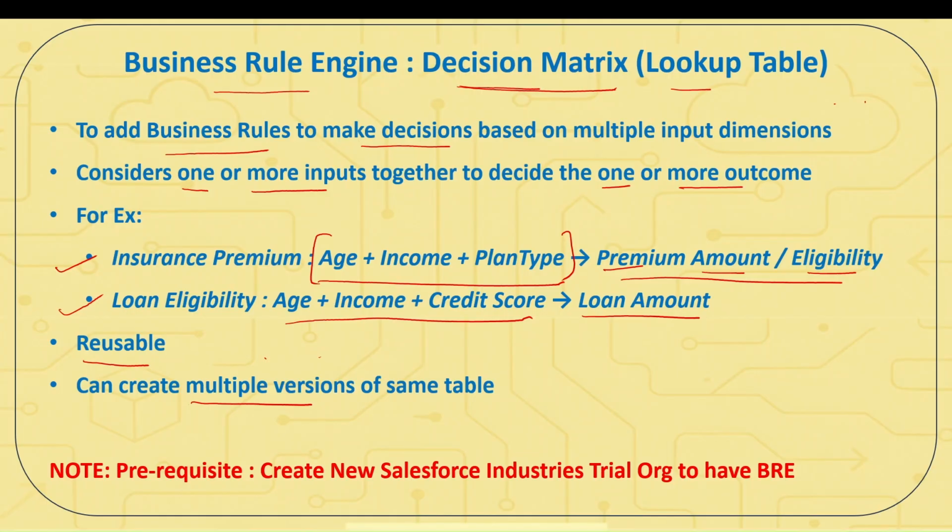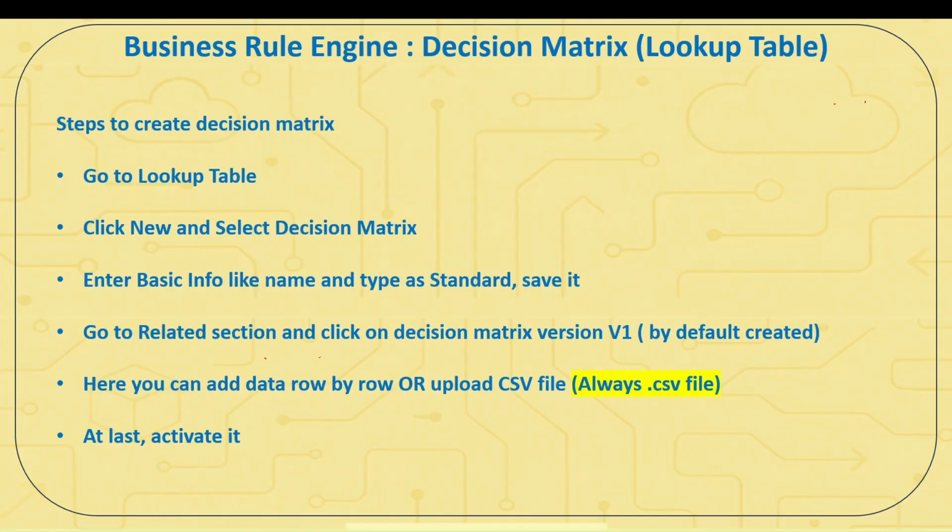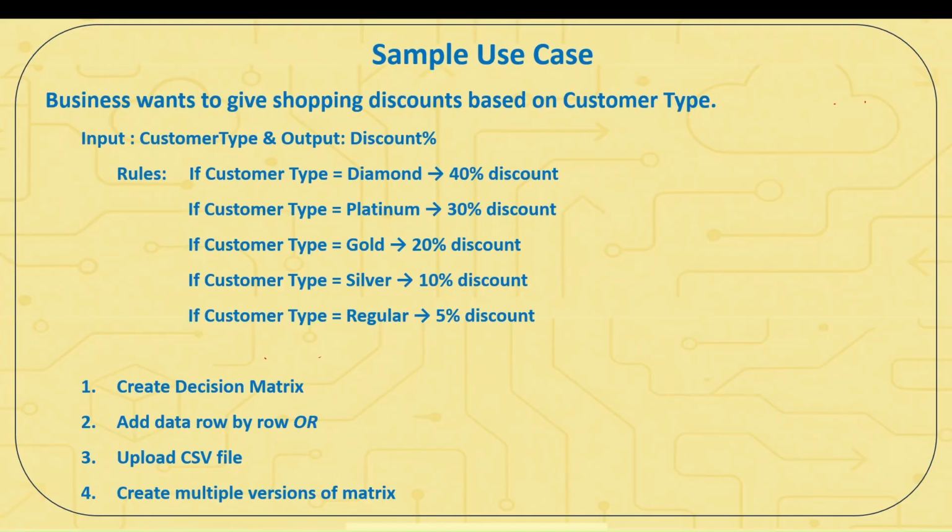Now let's see one use case and how we can create a decision matrix step by step. These are the steps for a beginner. If you follow these steps, you will be able to create a decision matrix. Let's take a sample use case. Here business wants to give shopping discount based on customer type. These are the rules. If customer type is diamond, then shopping discount will be 40%. If he is a platinum, then 30%. Accordingly, these rules are defined. Here input will be customer type and output of the decision matrix will be discount percentage.